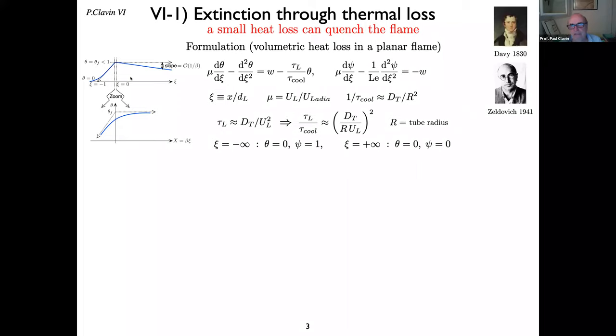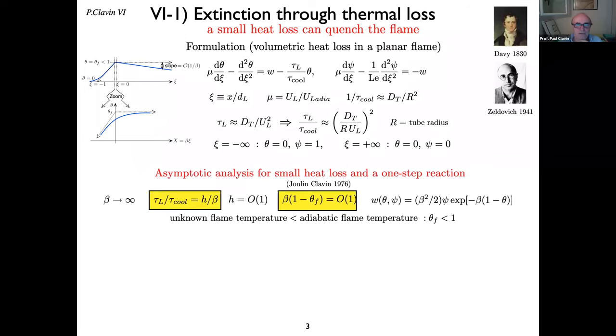Now, in order to study this flame structure, you see, it's a similar analysis, similar to the Zeldovich analysis, except that you have an additional term, which is chosen to be linear in the temperature in the energy equation. You just have this term in addition. So at first look, it's not difficult to solve this problem. It turns out that it's not so easy.